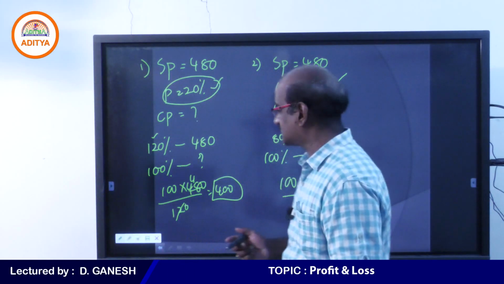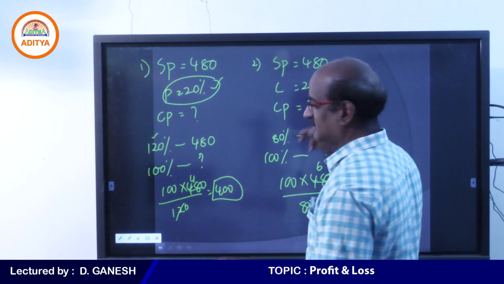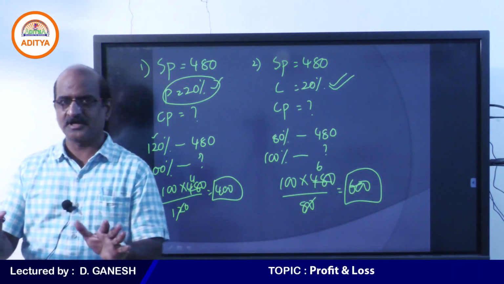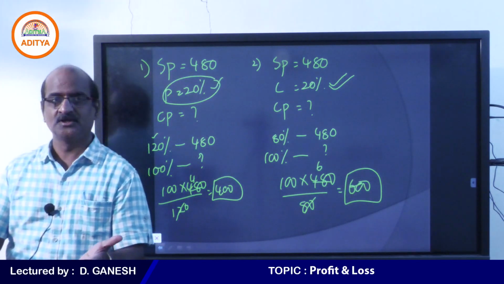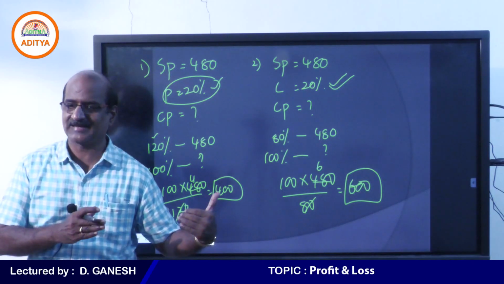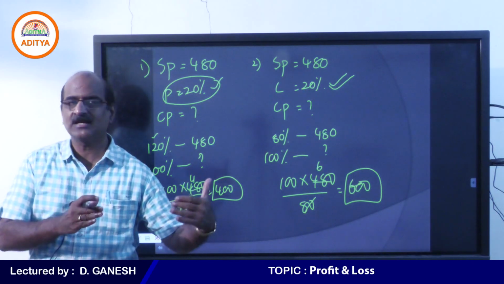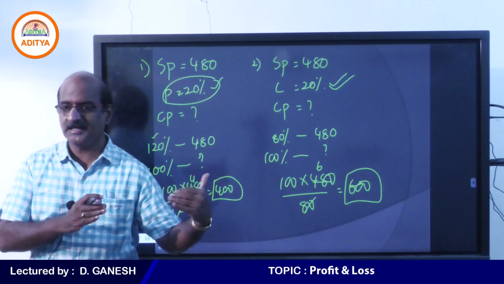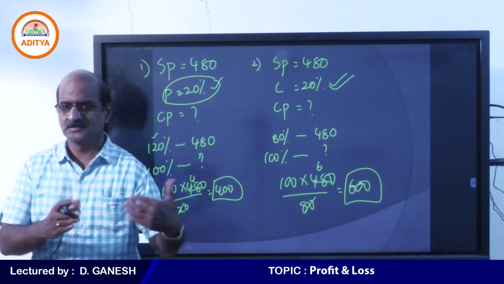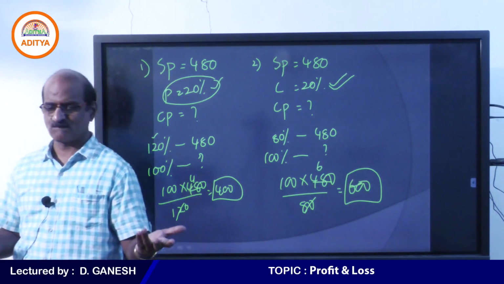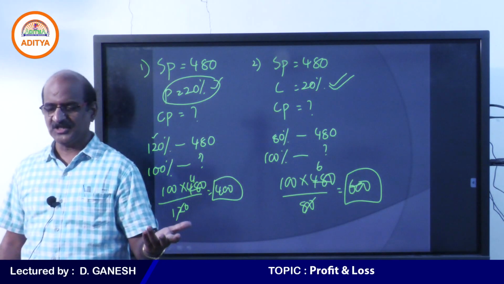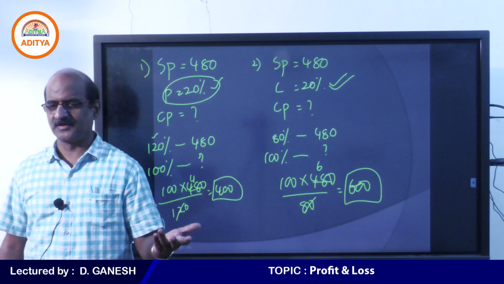The reason for 80% is, by selling an article for 480 rupees, you did not get your money back. You lose 20%. You lose 20% in the sense you could get only 80% back. So by selling an article for 480, you get 80% of your investment. So 80% is 480. So 100% is how much? Am I clear to you?